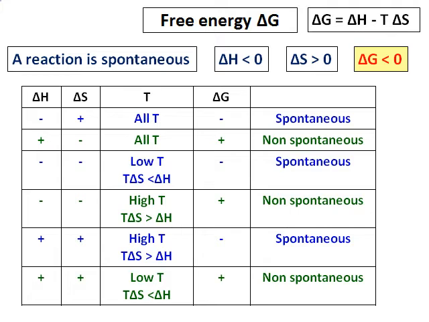So the point to be noted is, it is not delta H or delta S alone which determines the spontaneity of a reaction. The spontaneity is actually determined by delta G, a combination of delta H, delta S and temperature, which determines whether the reaction will be spontaneous or not.